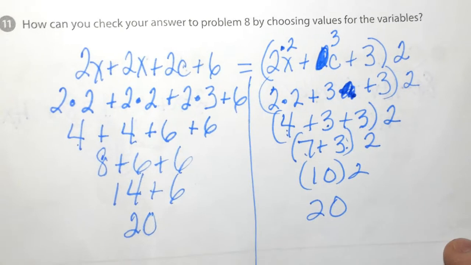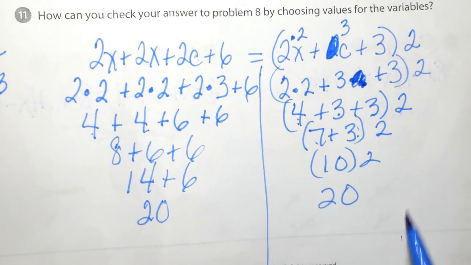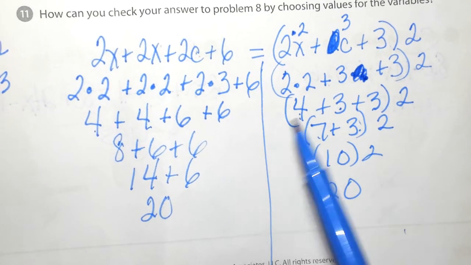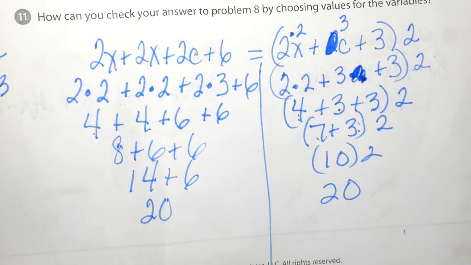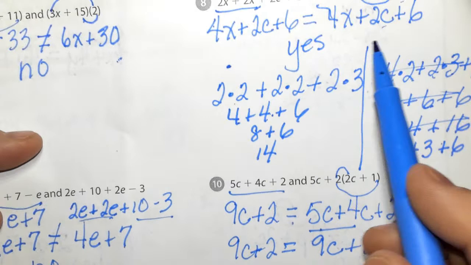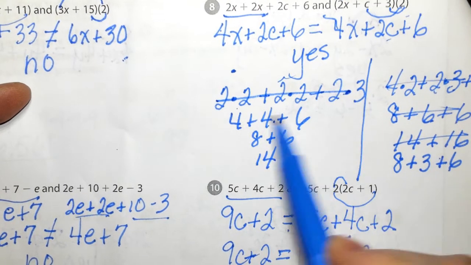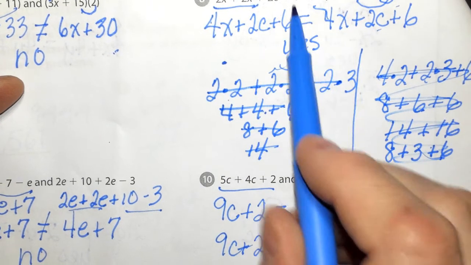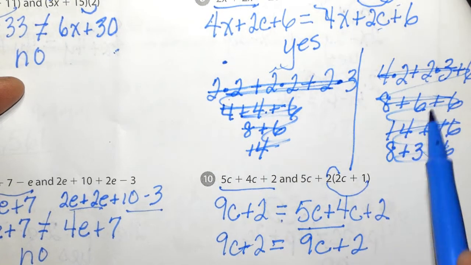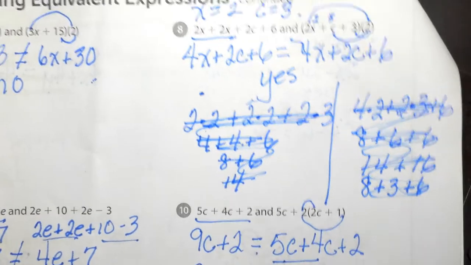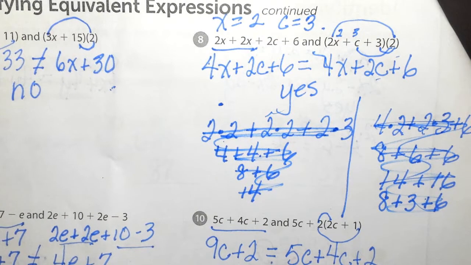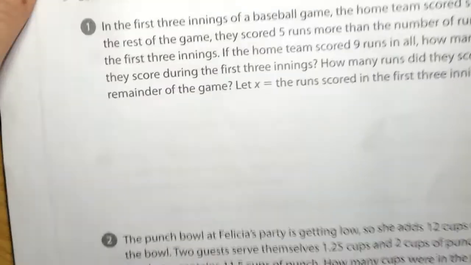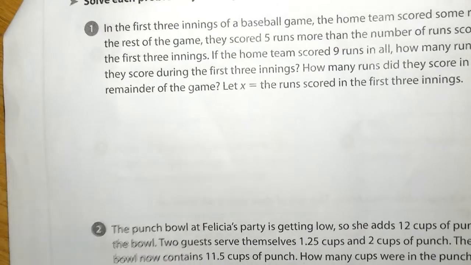Alright, I hope that makes sense. That you can check them by plugging in a number for the variable and see if it's equivalent. Okay? Alright, so like I said, disregard this part right here because Mrs. Renfro goofed and forgot to put that 6 in here. Even teachers make mistakes, right? Nobody's perfect.